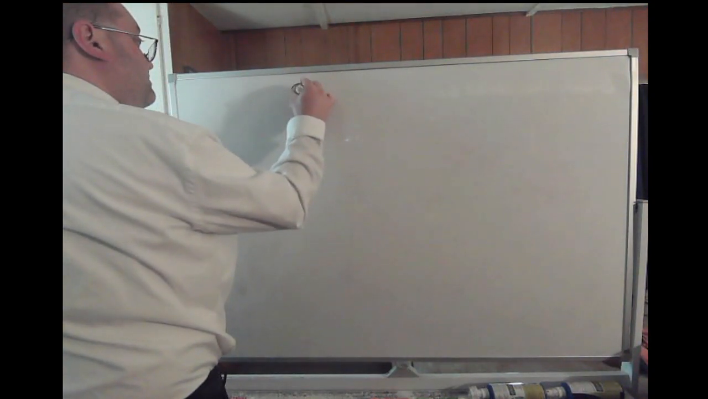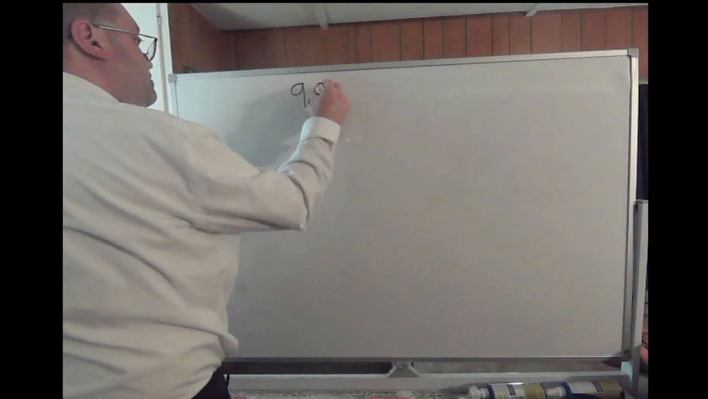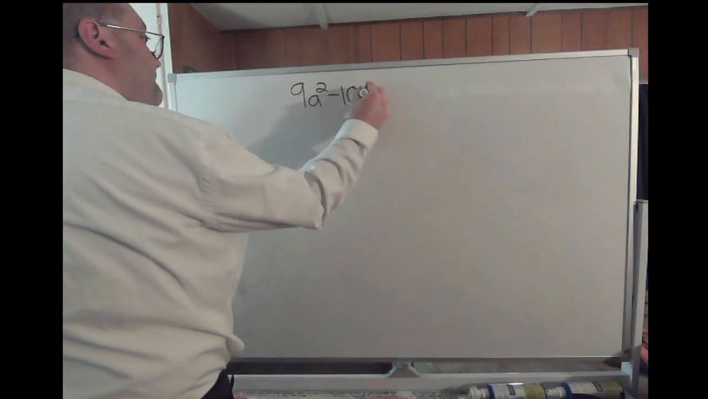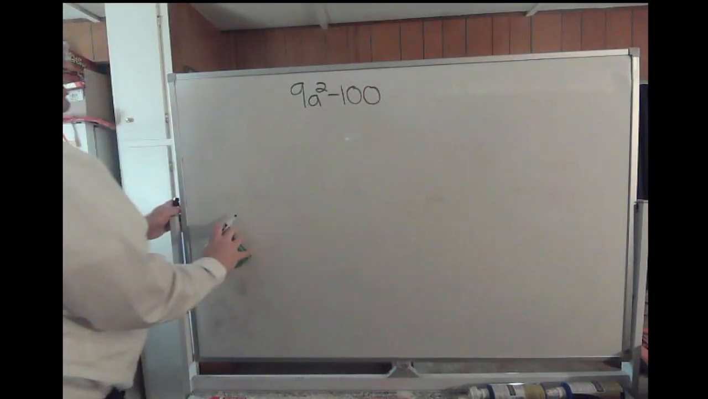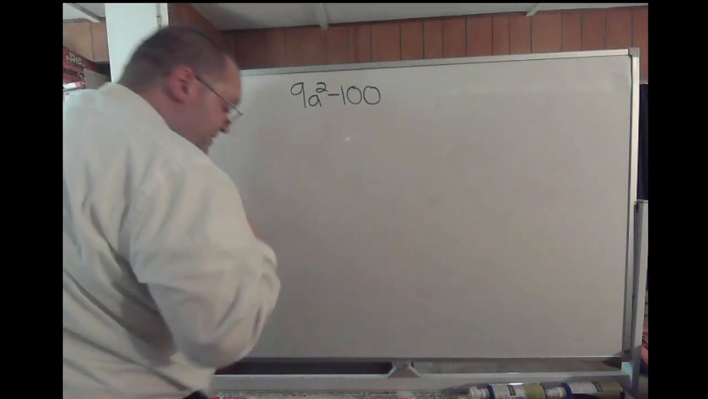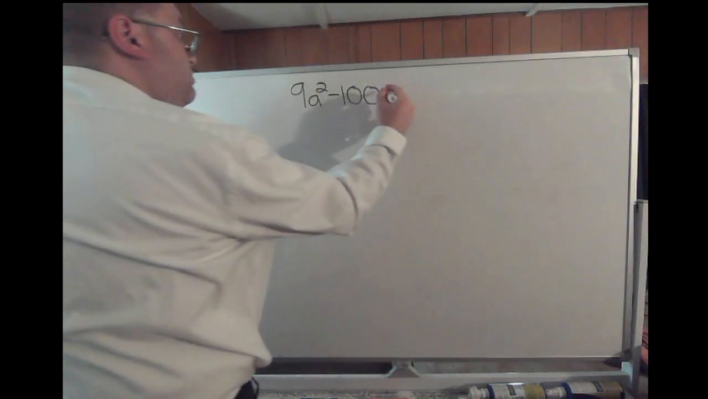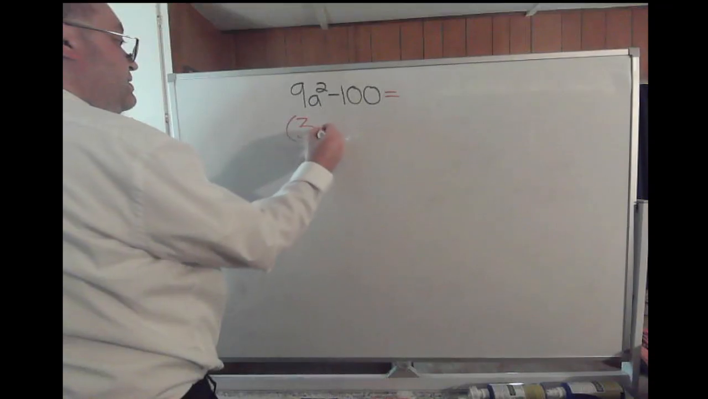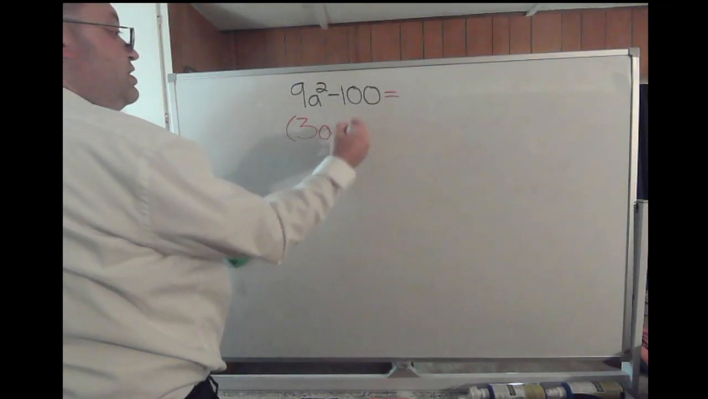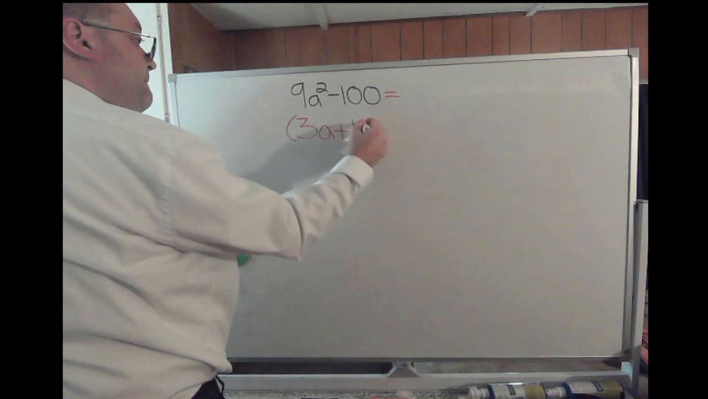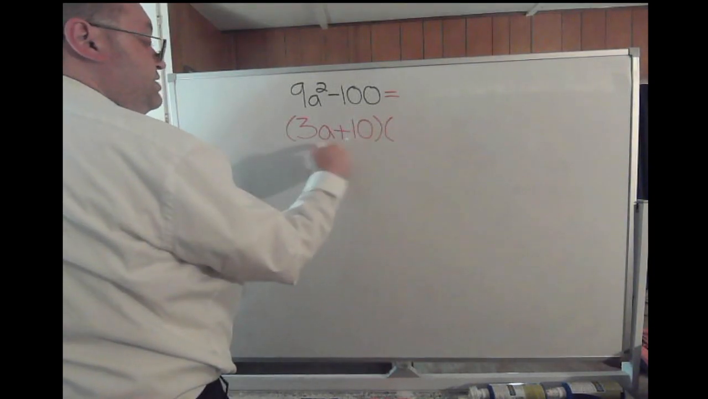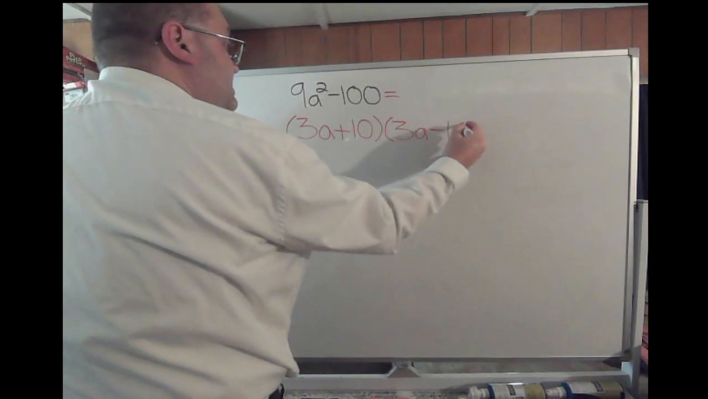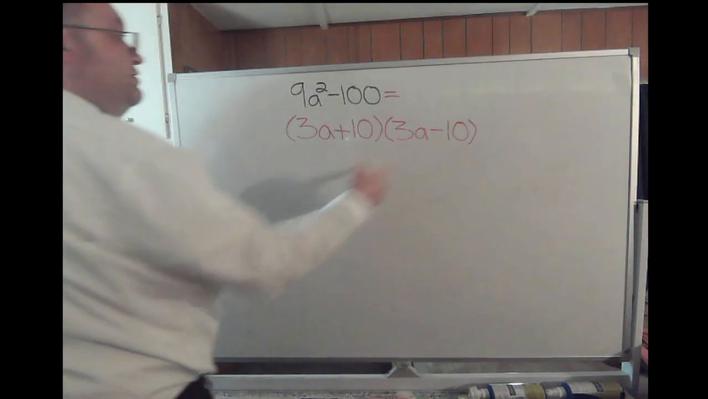Alright, we have the quantity of 9a squared minus 100. Okay, so 9a squared minus 100. Well, what we have to do is first take the square root of 9a squared, that'd be 3a, plus the square root of 100, that'd be 10, times the quantity, you do another 3a, then minus 10, because negative 10 is also a square root of 100.